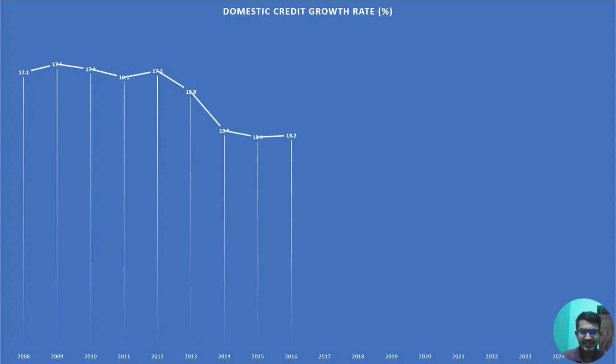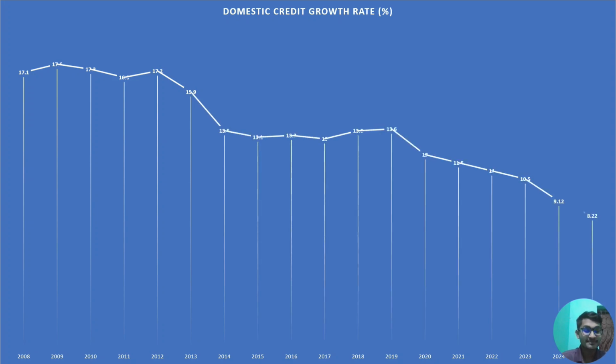Domestic credit growth is the total amount of credit provided by the banking sector and other financial institutions to households and firms. This graph shows a clear story of monetary tightening, from a high of over 17%. Domestic credit growth has been on a downward trend over a decade. This decline reflects the efforts of the central bank to control inflation.